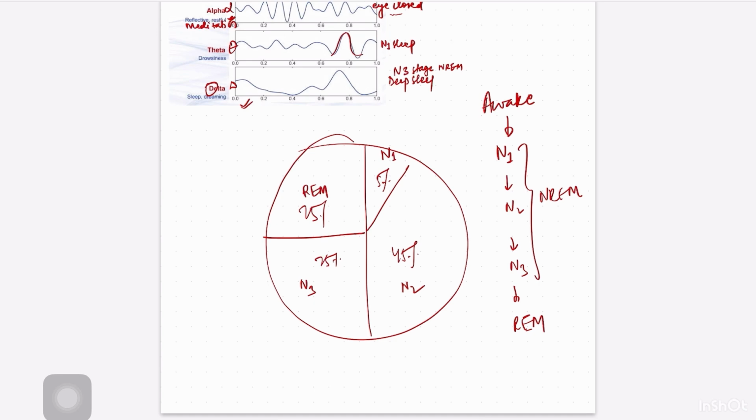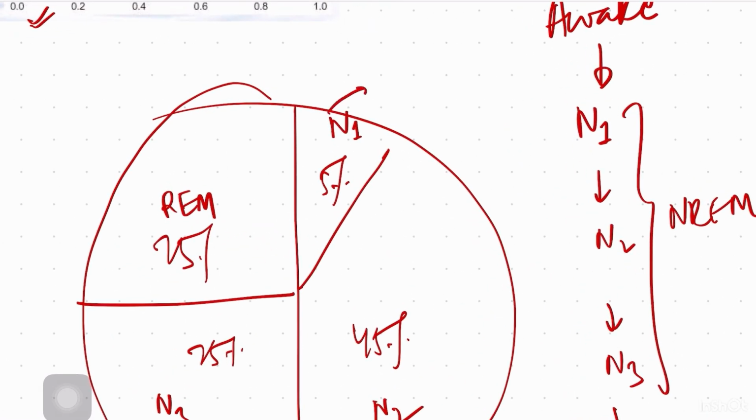N1 is of the least duration, only 5%, and here we get theta waves in the brain, hypnic jerks, and it's a very very shallow sleep, very very easily arousable from the N1 stage of NREM.